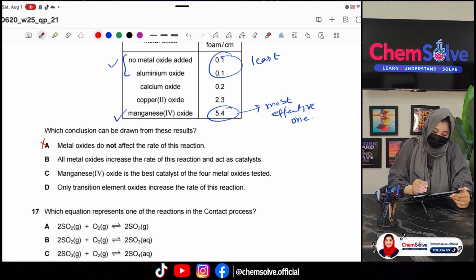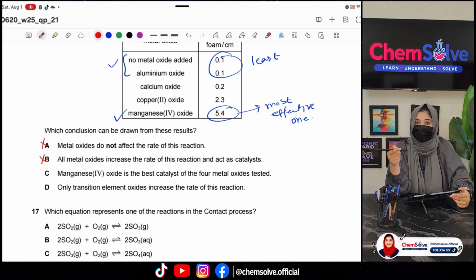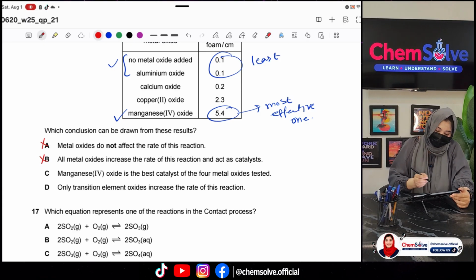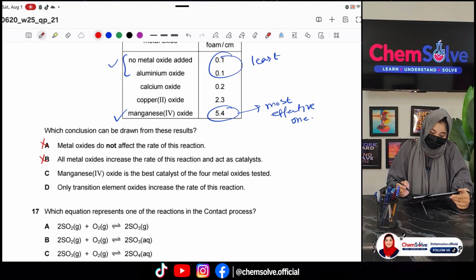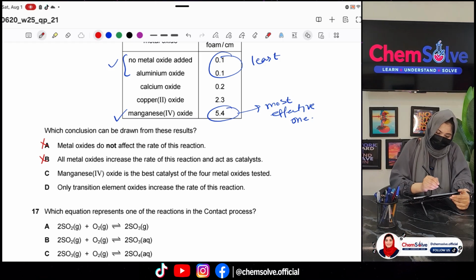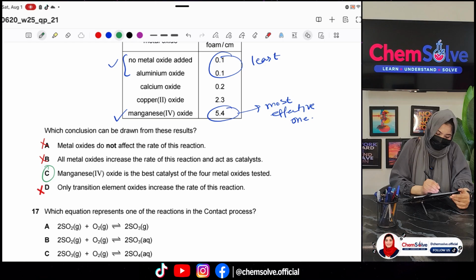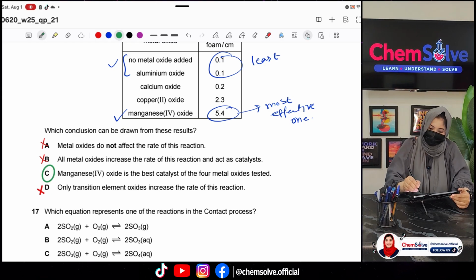This is incorrect. All metal oxides increase the rate of reaction and act as a catalyst? No, a catalyst is the one which increases the rate of the reaction. So they are not equally increasing the rate of reaction. Manganese oxide is the best catalyst of the 4 metals. Yes. Only transition metal oxides increase the rate of the reaction? Not at all. So this is also incorrect. The correct option is C.